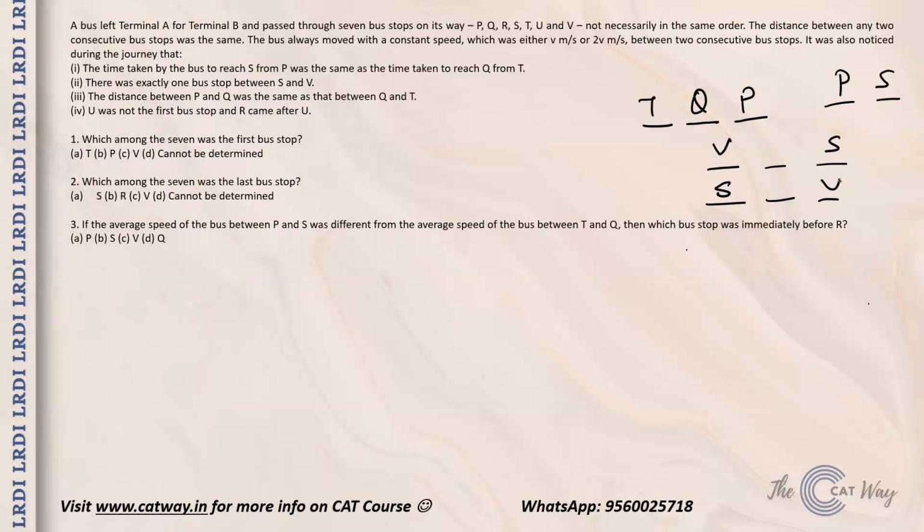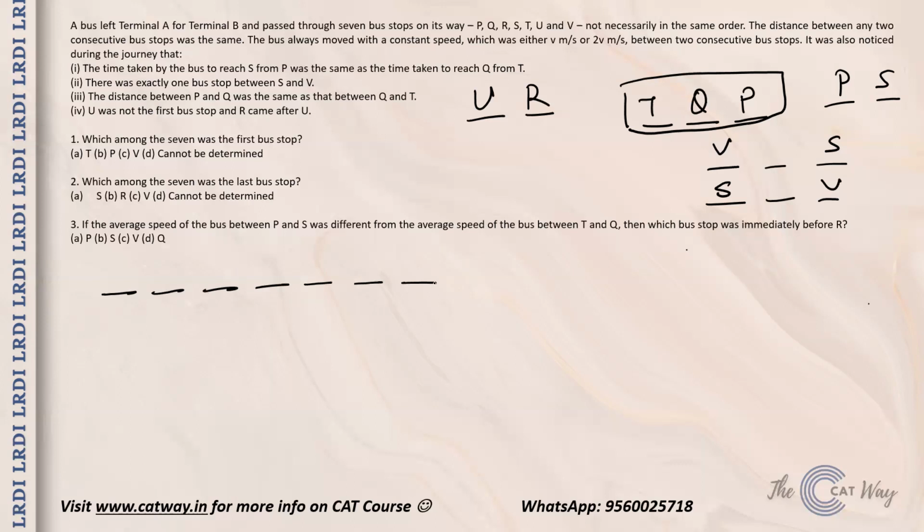Also, we know that U was not the first bus stop and R came after U. So after U you will be having R. Okay, that is certain. This is one thing that we have, guys. We know the distance. Okay, so we have 7 bus stops: 1, 2, 3, 4, 5, 6, and 7. So one case could be, now you see that they are not consecutive. It's not necessary that they become consecutive. The only thing is that they have equal distance in between them.